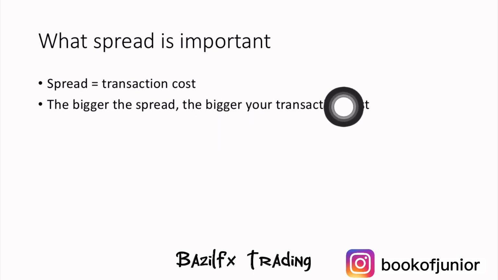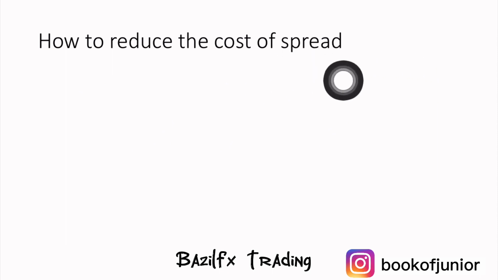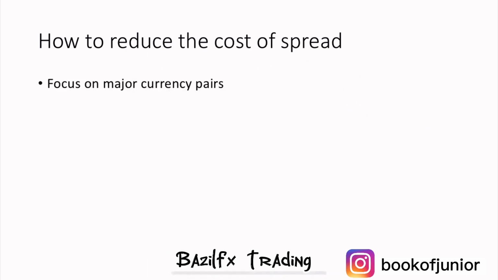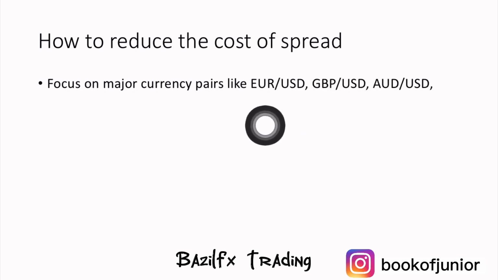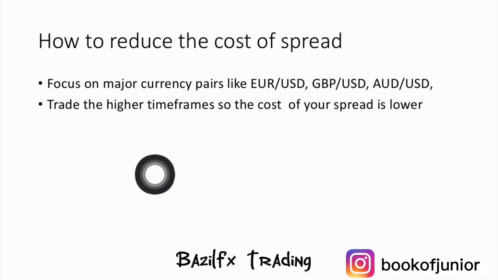So we want our spread to be small. As you can see, the bigger the spread, the bigger your transaction cost. So how do we reduce the spread? We want to make money, so we want the spread to be small. One of the ways we can reduce the cost of the spread is to focus on major currencies. Major currencies have small spreads, like Euro USD, GBP USD, AUD USD. Then also trade the higher time frame, so the cost of your spread is lower.